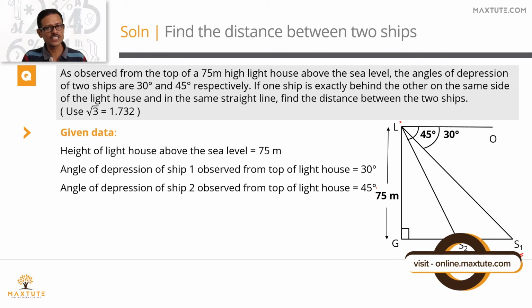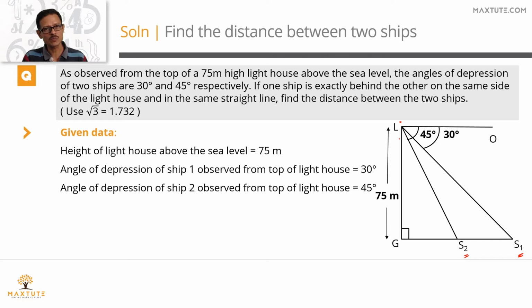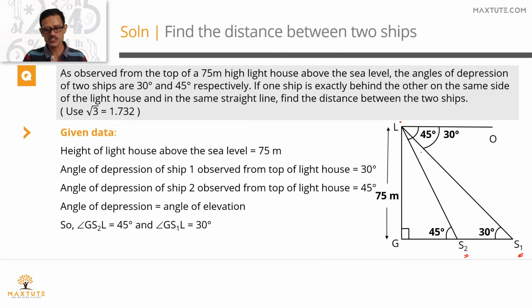We know angle of depression is equal to angle of elevation. Therefore, the angle of elevation from ship S2 to this point of observation and angle of elevation from ship S1 to this point of observation at the lighthouse are going to be correspondingly 45 degrees and 30 degrees respectively. So GS2L will be 45 degrees. GS1L is going to be equal to 30 degrees.